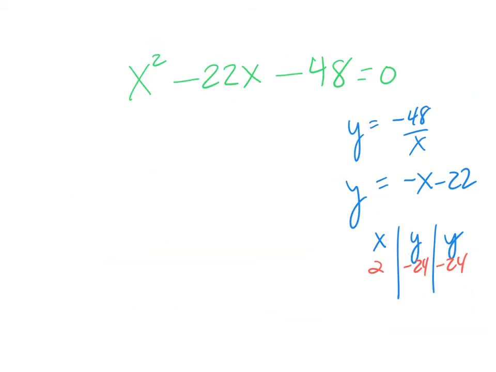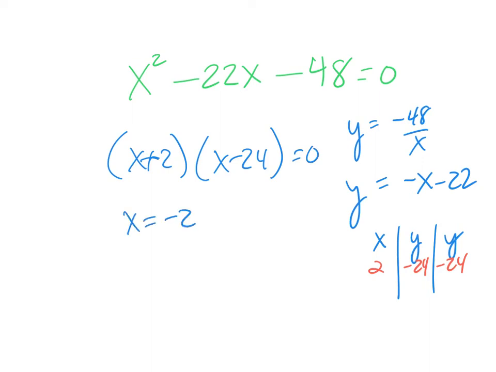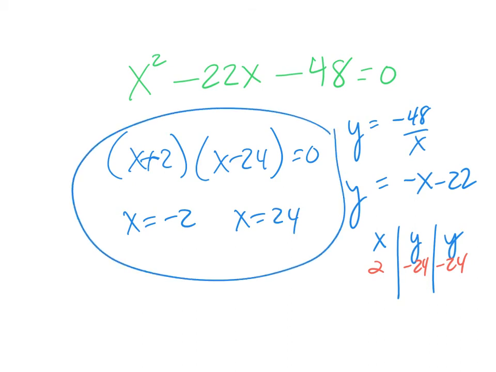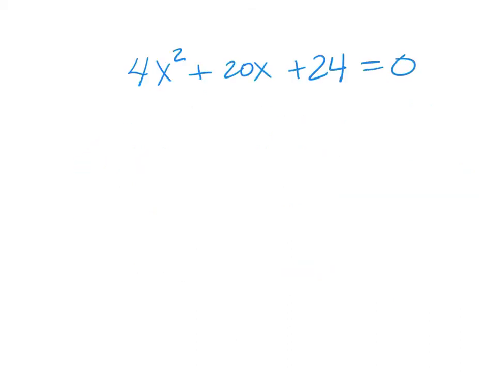So this is going to factor as x plus 2, x minus 24 equals 0. Use those two numbers, which means x equals negative 2 and x equals 24. So that's what I want on your answer.